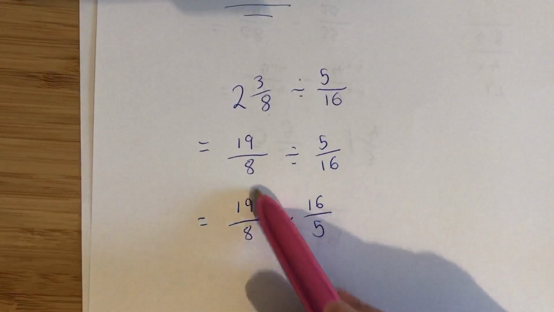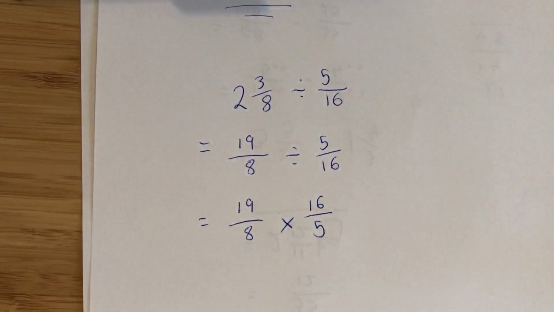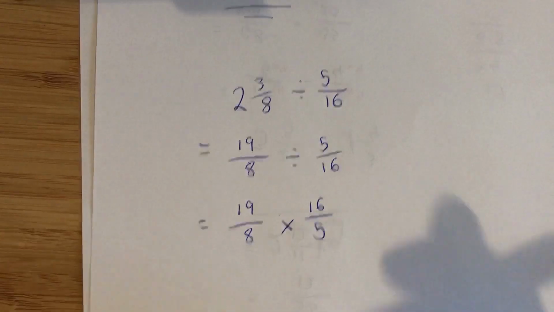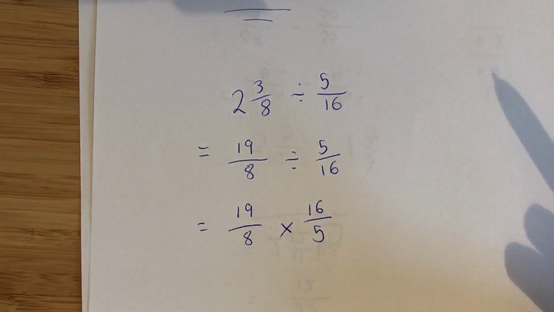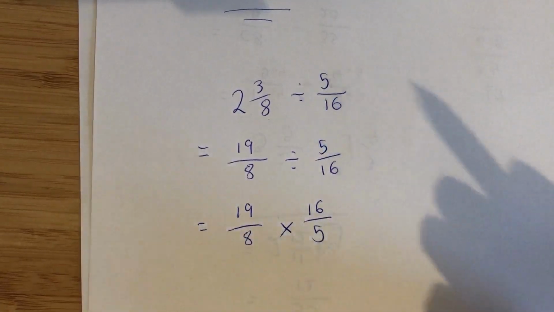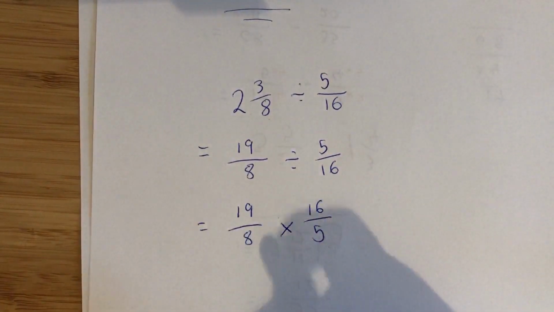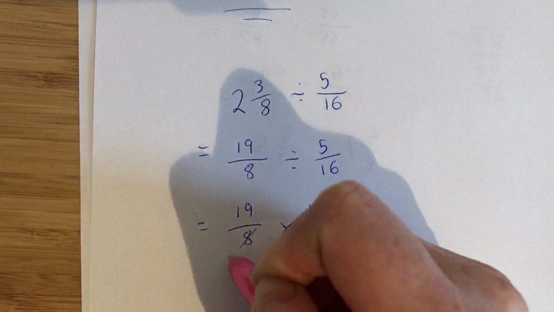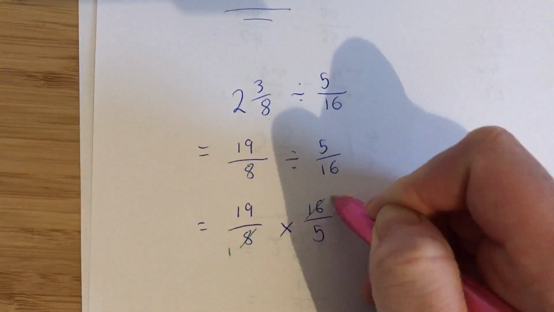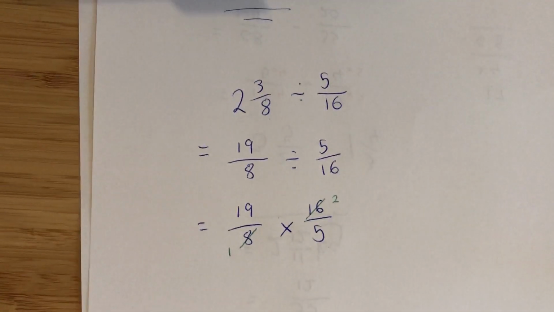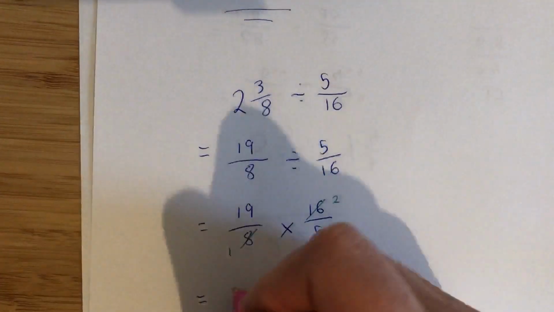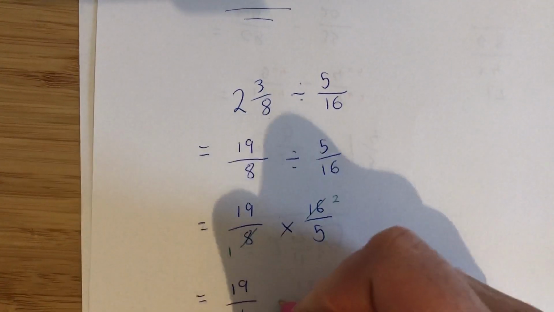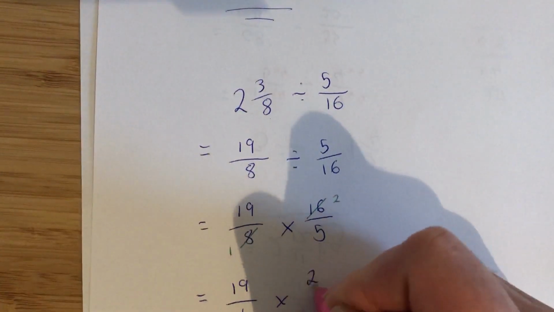Now we've got that times, we can look and see if we can simplify across the way to make our multiplication easier. So 19 and 5, can we simplify that? No. 8 and 16, yes we can. We can divide both of them by 8. You could also divide them by 2 and 4, but you're looking for the largest one. So 8 divided by 8 is 1, 16 divided by 8 is 2. So you can go straight into now 19 times 2 over 1 times 5. I'm just going to write that out nice and clearly. 19 over 1 times 2 over 5.